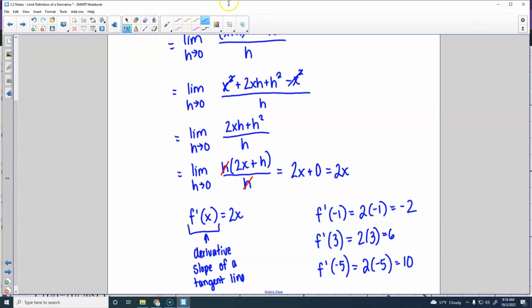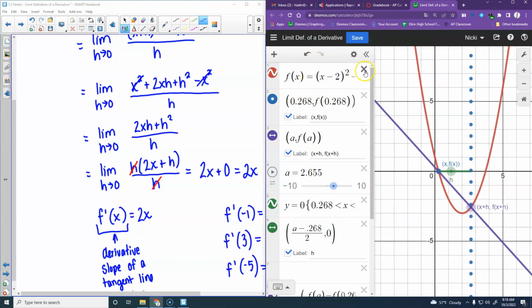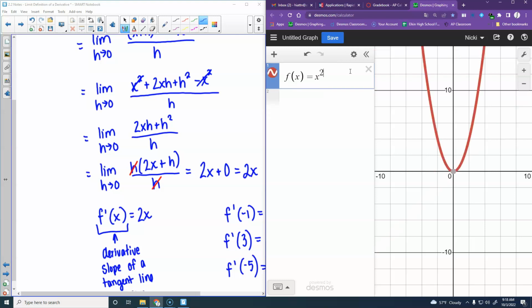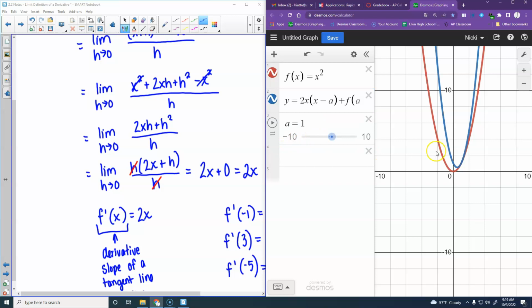And let's think about it on a graph here. So the slope would be -2, and the slope would be 6. Let me do a new graph. We're looking at just the basic f of x equals x squared. So I need to do y equals m times x minus a plus f of a. You don't necessarily have to know how to do this, I'm just programming it, so actually let's just add a slider.